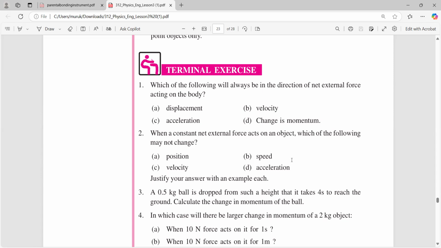That is, in a circular motion. So when something is moving in a circular motion, it will have constant speed, but the direction of velocity will be changing. And this change in direction is due to acceleration.